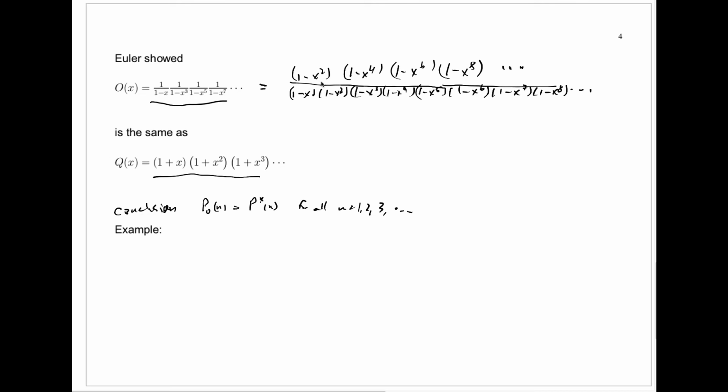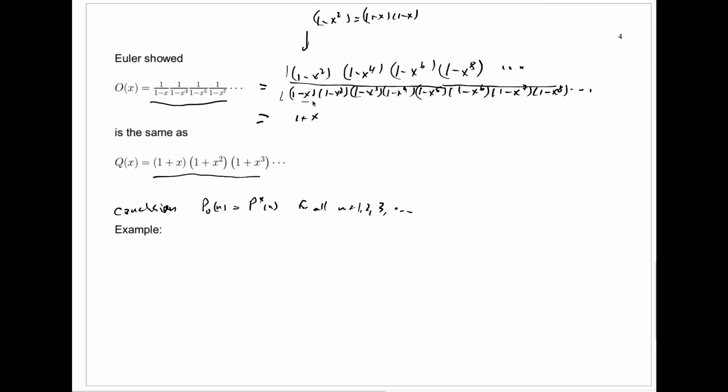These two are identical because the only thing I did was multiply by 1 minus x squared over 1 minus x squared, 1 minus x to the fourth over 1 minus x to the fourth, 1 minus x to the sixth over 1 minus x to the sixth, etc. And that doesn't change anything. But now what happens? Look at 1 minus x squared divided by 1 minus x. Remember, 1 minus x squared, just factor it, it's 1 plus x times 1 minus x. And dividing by 1 minus x cancels the 1 minus x there. I'm left with 1 plus x.